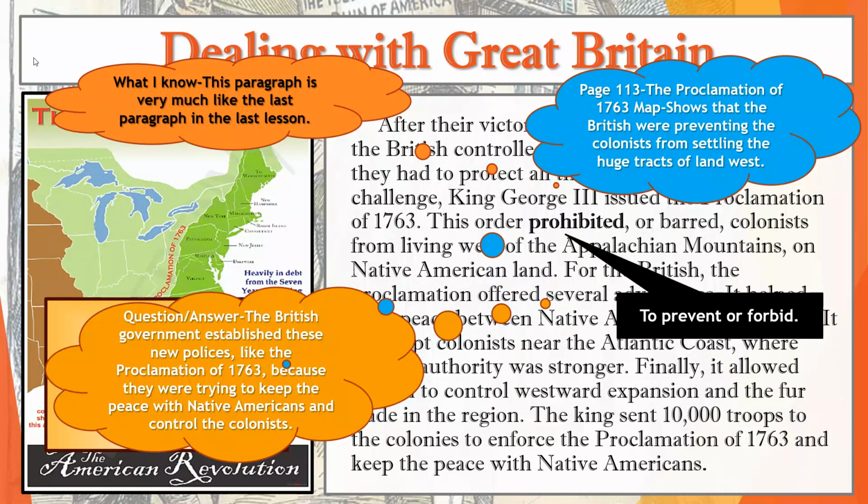Page 113, you see the Proclamation of 1763 map. It's right there at the bottom. It shows that the British were preventing the colonists from settling in huge tracts of land west. They did not want them on that land. It disrupted the fur trade. It upset the Native Americans, which would have forced the British to send troops to defend people, which they did not want to do. That's expensive. Okay, and it kept control of the colonists. Now, the thing about 10,000 troops, that's a problem. So we'll see how that's going to become a problem further in the reading.